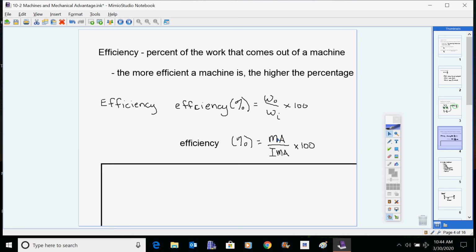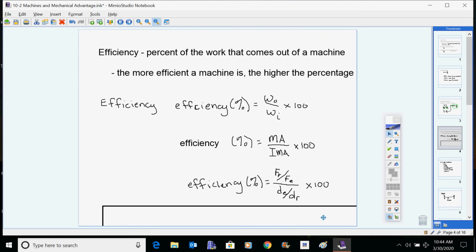Another way is that if you know the real mechanical advantage compared to the ideal, then you can also calculate efficiency that way. And then also, you can use the quantities that represent mechanical advantage and ideal mechanical advantage, and you can put them in and go directly to the answer if that's the information that you have.